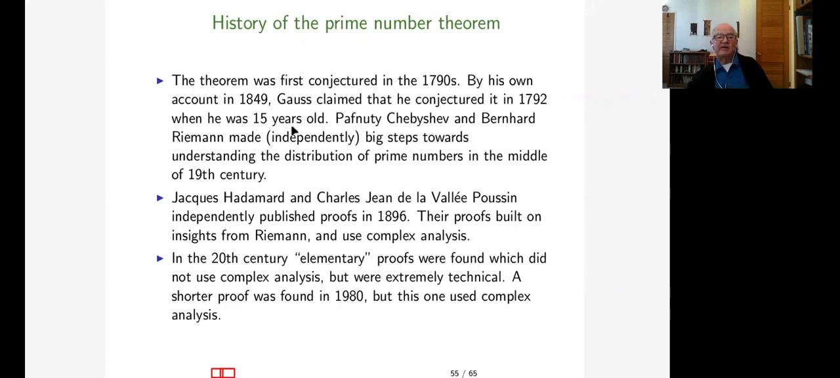In any case, this Russian mathematician, Chebyshev, and Riemann, the German mathematician whom I talked about, independently made very big steps towards understanding the distribution of prime numbers in the middle of the 19th century. So they already knew the statement, they didn't prove it, but they made very big steps, which were fundamental in later people finding a proof. It was these two French mathematicians who independently published proofs in 1896. The proofs were built on insights from Riemann and used complex analysis. So that's again an amazing thing, that you need complex analysis to prove such a simple statement.